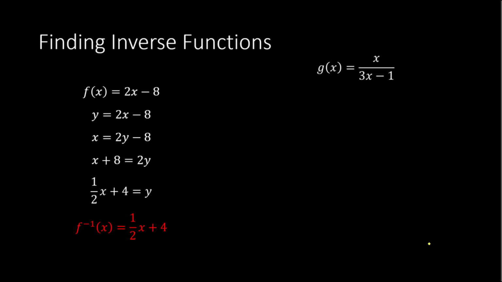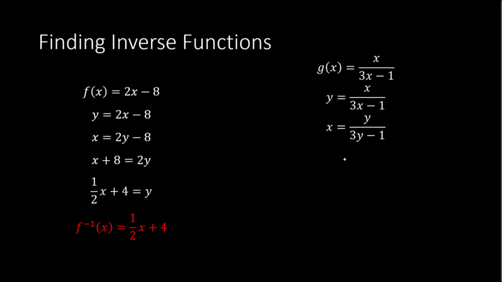Let's try another example. Here we have g of x equals x over 3x minus 1. So how do you find the inverse of this function? Well, again, we can replace g of x with y. And then from here, we can switch x and y. So now we'd have x equals y over 3y minus 1.